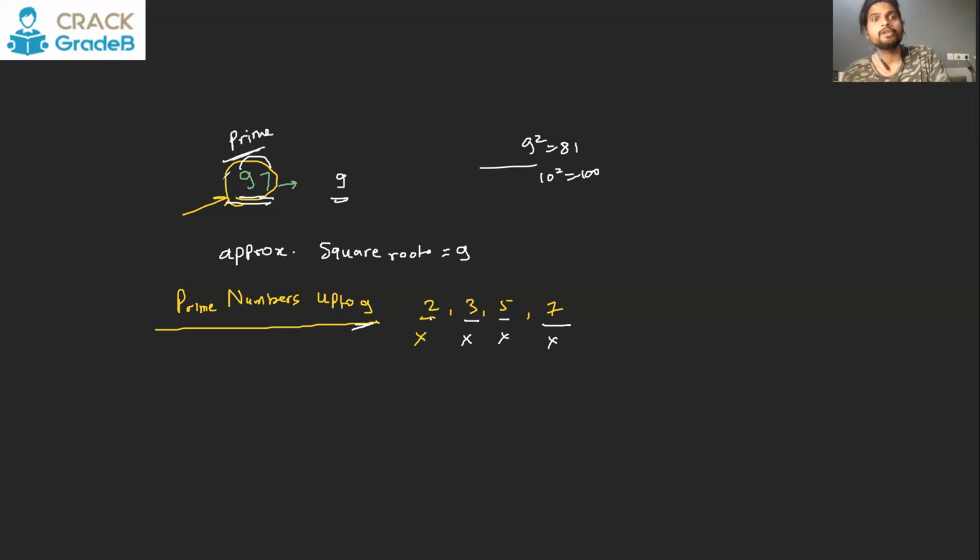So this is the trick. You don't have to go through all the numbers up to 97. You just have to go through all the prime numbers up to its square root.